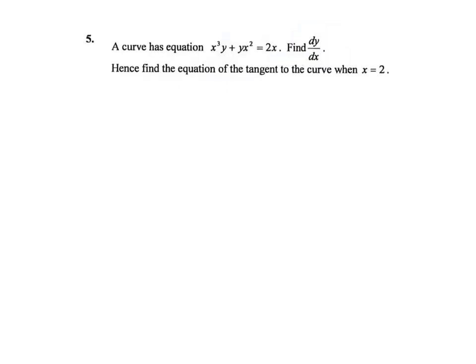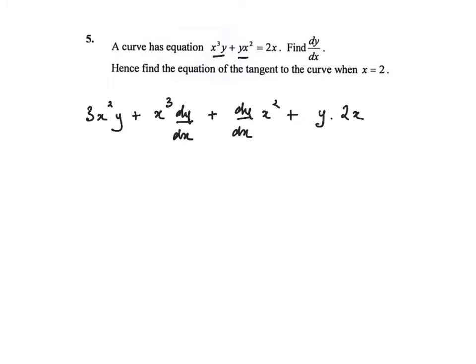Implicit differentiation. So what I have here is a product. Differentiate the first, leave the second, leave the first, and differentiate the second. I have another product here, so differentiate the first and leave the second, leave the first and differentiate the second. If I differentiate the right hand side, I just get 2.